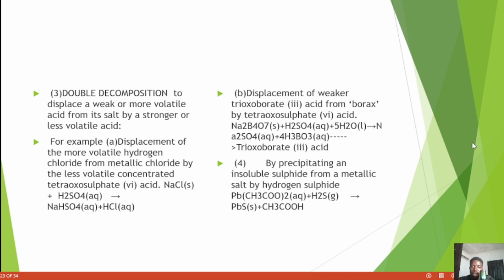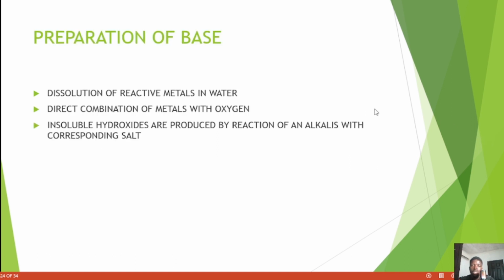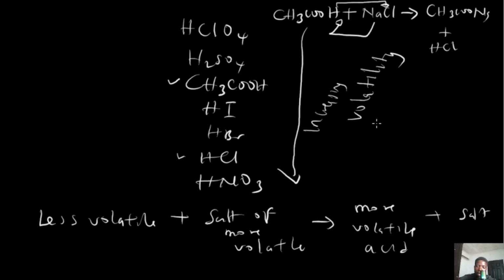Okay, having said that, we would be going into the next one, which is the preparation of base. How do we prepare base? Dissolution of reactive metals in water is the first method. So if we consider our activity series one more time, King Nana can marry all Zarian female slaves provided he could mercury, silver, gold. Now you will notice something from here: the first three metals, which are potassium, sodium and calcium, can actually dissolve in cold water.